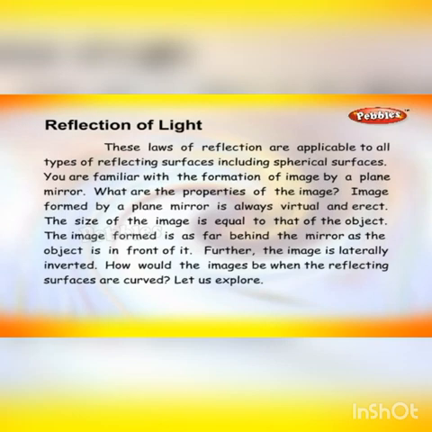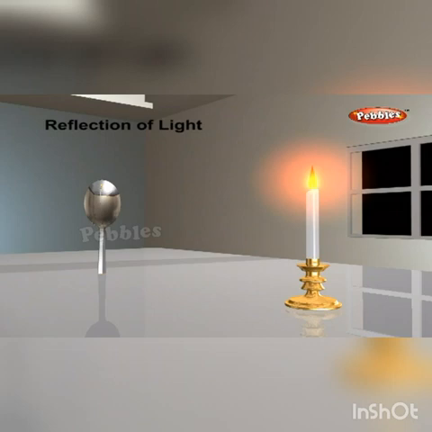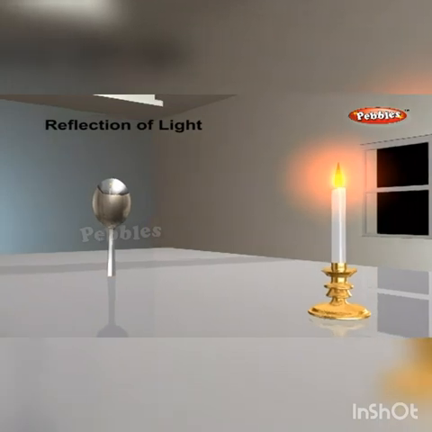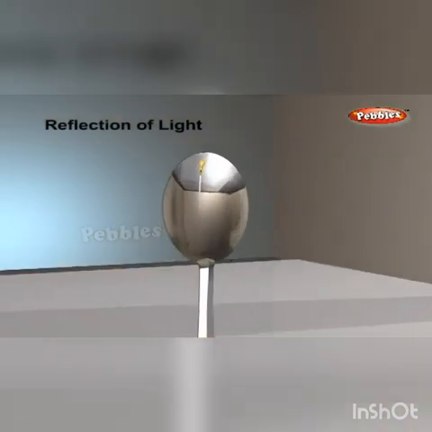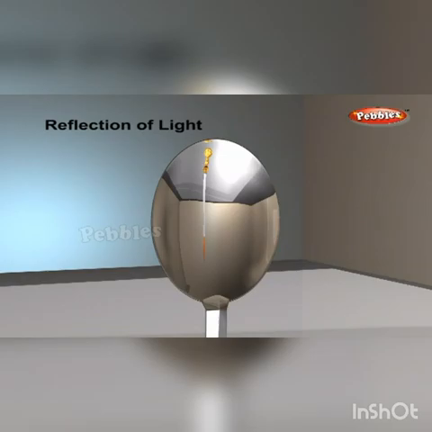How would the images be when the reflecting surfaces are curved? Let us explore. Take a large shining spoon. Try to view your face in its curved surface. Do you get the image? Is it smaller or larger?